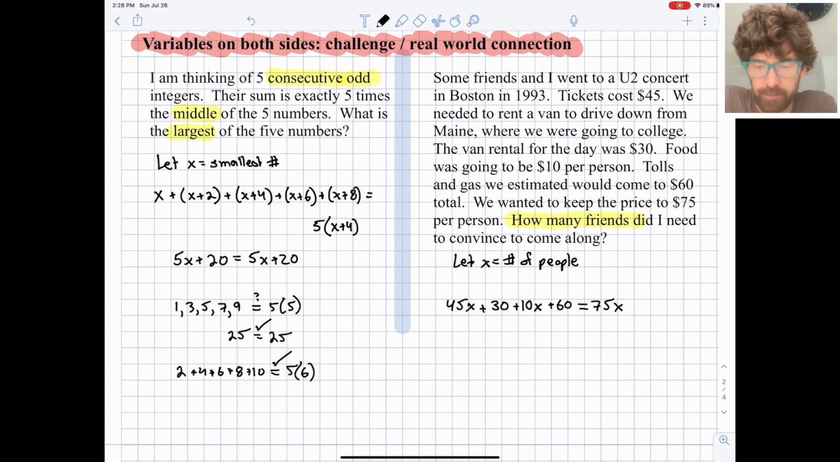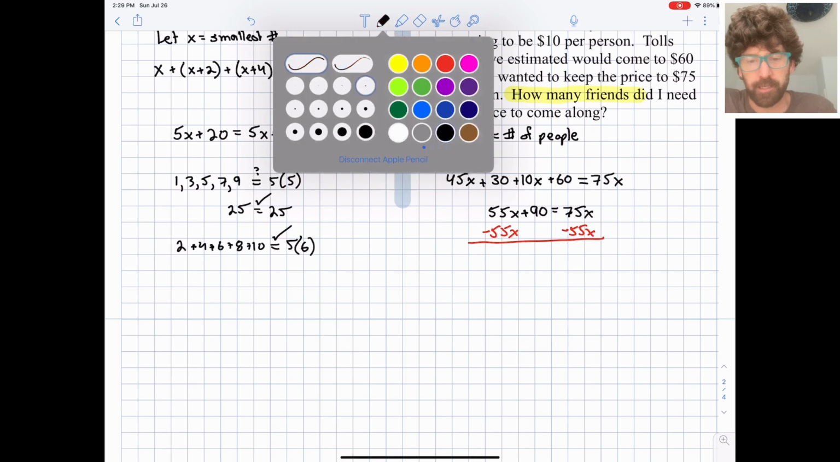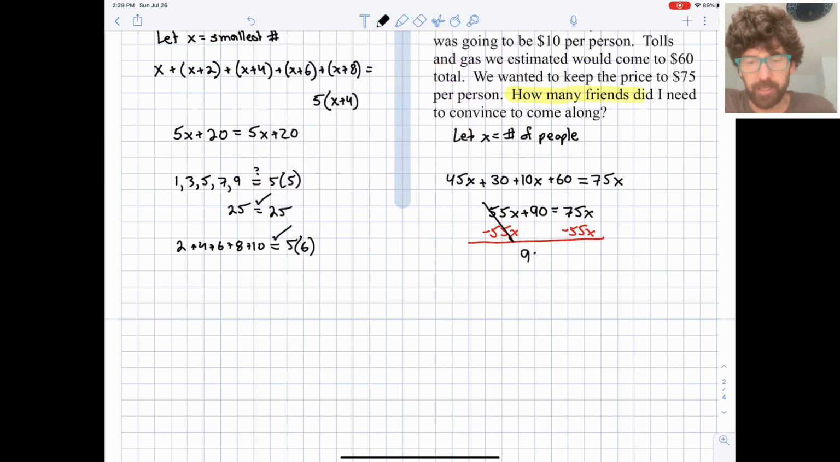Let's go ahead and solve it. Well, let's simplify it first before we start solving. So we can simplify the left side. We have 55x plus 90 equals 75x. All right, and looks like we can subtract 55x from both sides to clump the x's over on the right side. And so these guys cancel. We have 90 is equal to 20x.